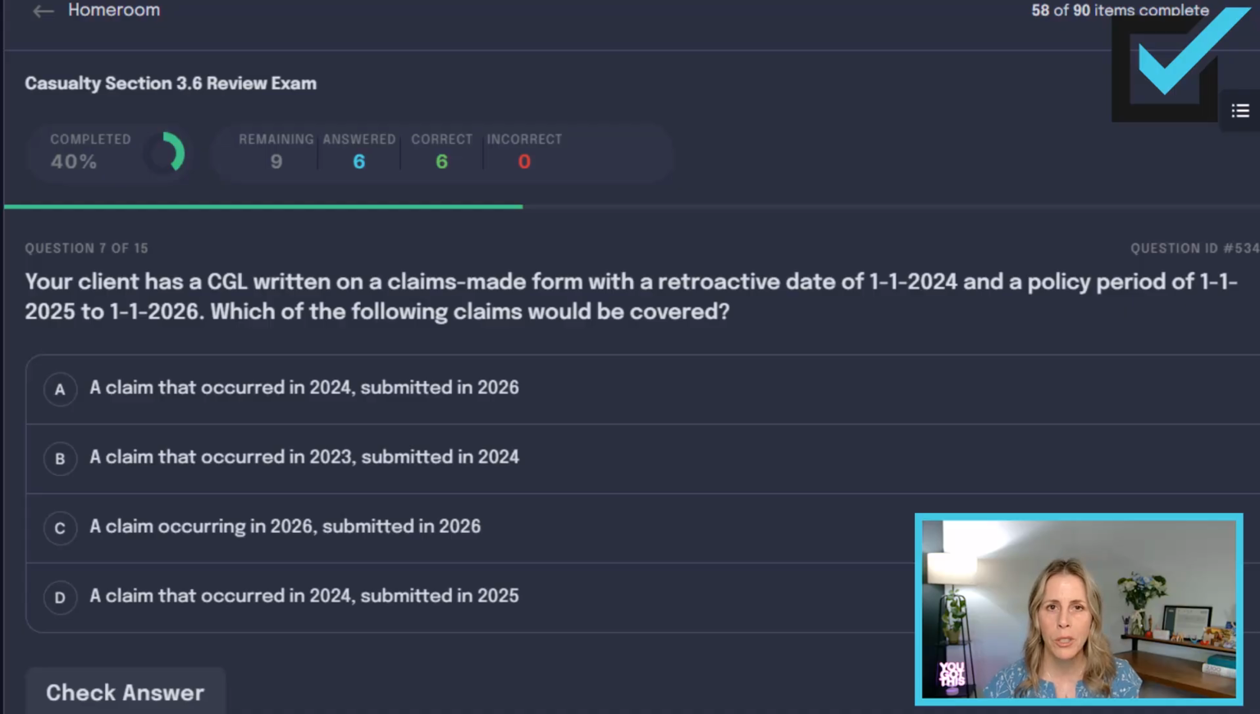So I would write on your scratch paper, the earliest that coverage applies for this policy is the retroactive date, 1/1/2024.